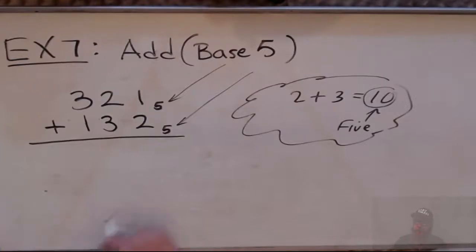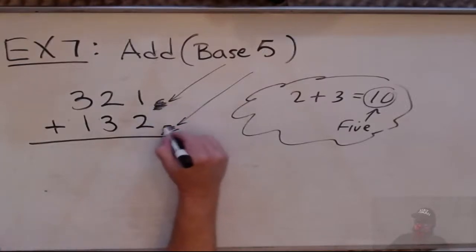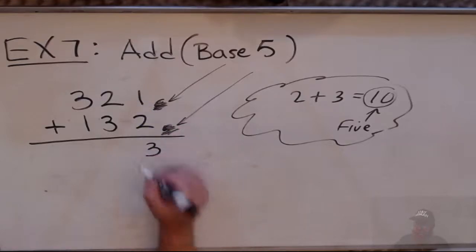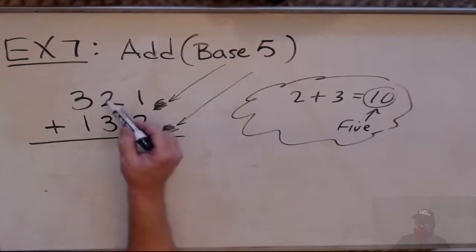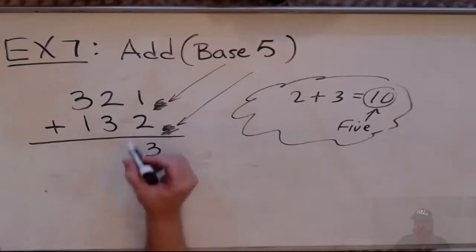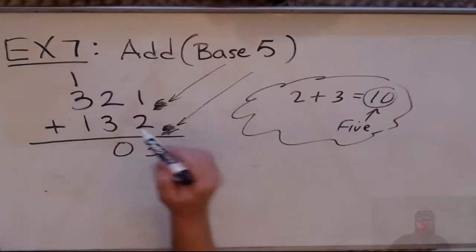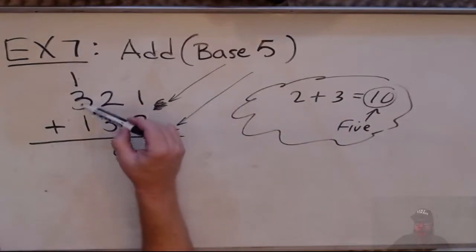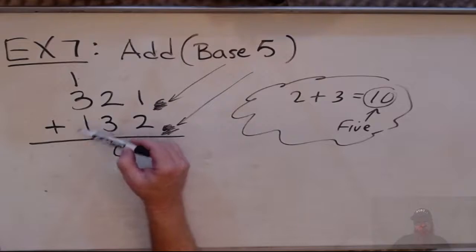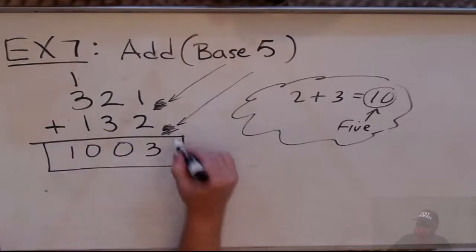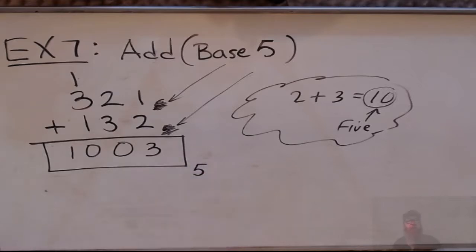Okay. Now I can cross off these bases. I don't need them anymore. 1 plus 2 is 3. 2 plus 3 is 5, but 5 looks like 10. Carry the 1. And then 1 plus 3 plus 1 is another 5, which looks like 10. So it looks like 1003 base 5, but it's not.